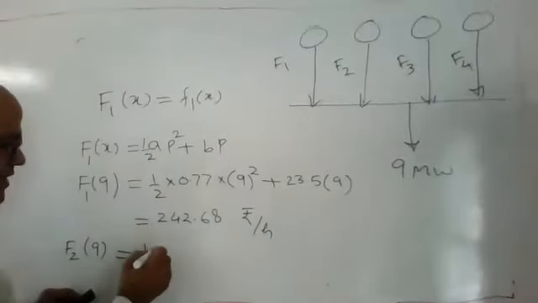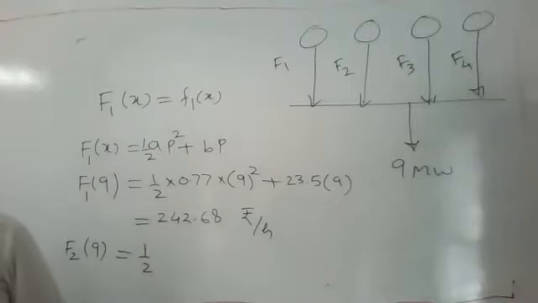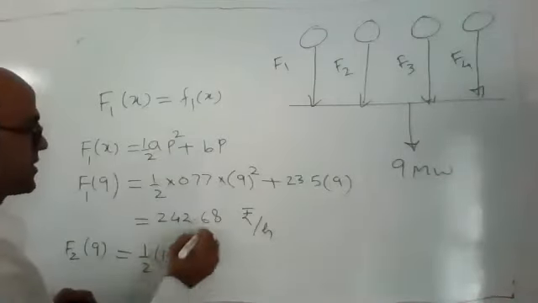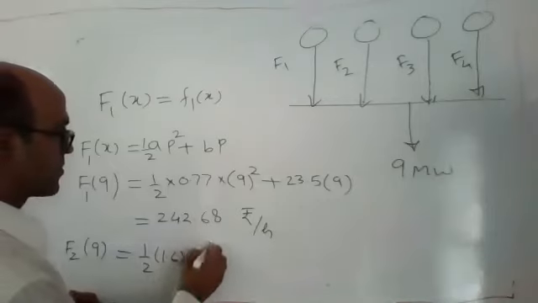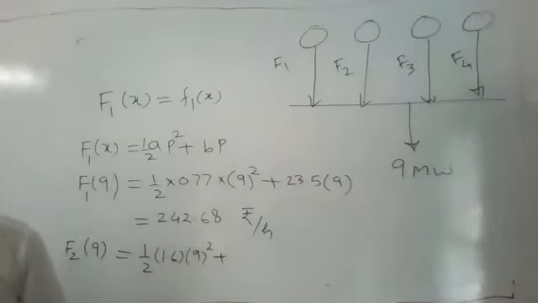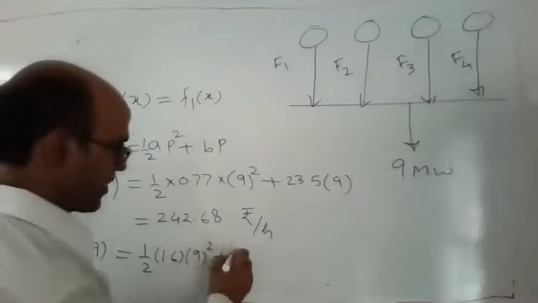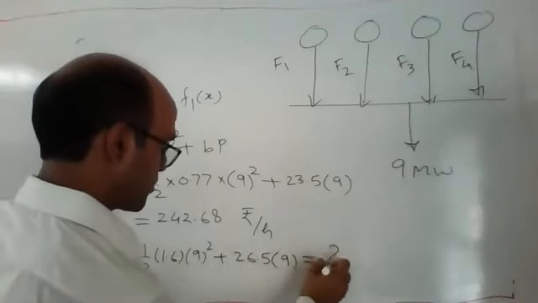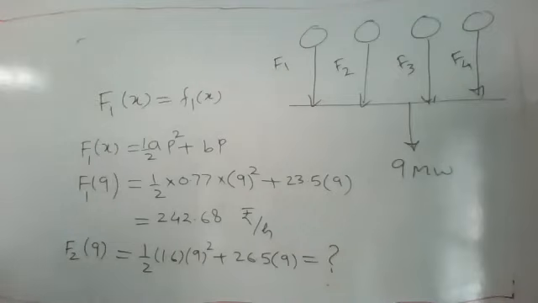So A in case of generating unit 2 is what given? A is given 1.6, so we are putting 1.6. Then this is 9 squared plus B, which is given 26.5. Then 9. Then you have to compute what is the value. That is rupees per hour. Similarly for other cases.